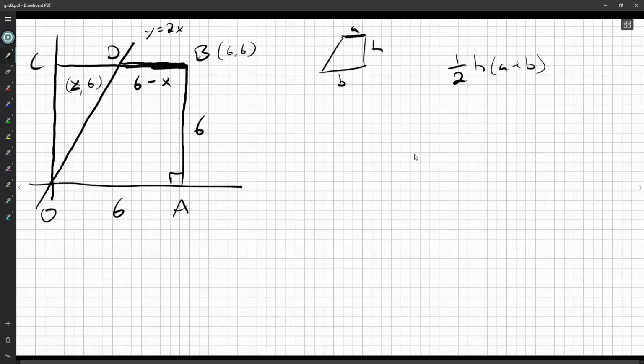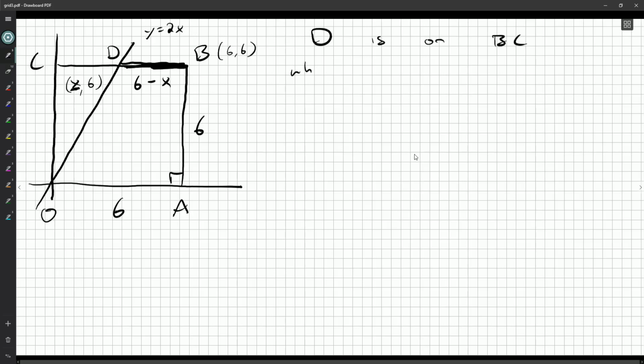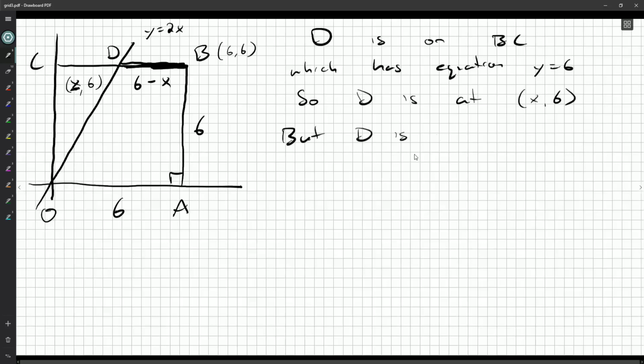Okay. So, it's a written question, so we should probably be writing some of this stuff up. So let's write a bit more. So, D is on BC, which has equation y equals 6. So D is at (x, 6). But D is on y equals 2x. So 6 is equal to 2x, and x is equal to 3.